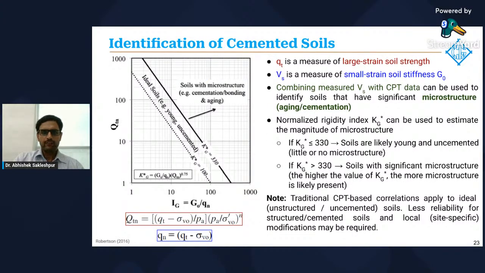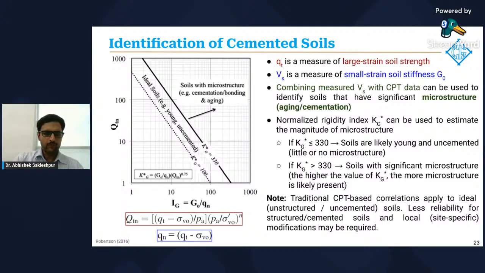In terms of identification of cemented soils, the cone resistance qt is actually a measure of the large strain soil strength or resistance. Now, from a seismic piezocone test, we get the shear wave velocity, which is actually a measure of the small strain soil stiffness, G naught. So by combining the measured shear wave velocity with regular CPT data, it's possible for us to identify soils that have significant microstructure, aging, and cementation.